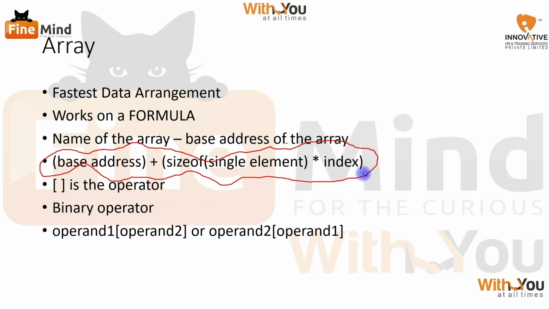You won't know. Okay, so this is the formula, and this has to be implemented somehow, and it has got to be obviously implemented as an operator. Who is the operator? Square bracket is the operator, and that is a binary operator. So when you say binary operator, it needs two operands, operand 1 and operand 2. So when you have, for example, ARR 10, you would find the ARR becomes operand 1 and 10 becomes operand 2. Or you can also say operand 2, operand 1.